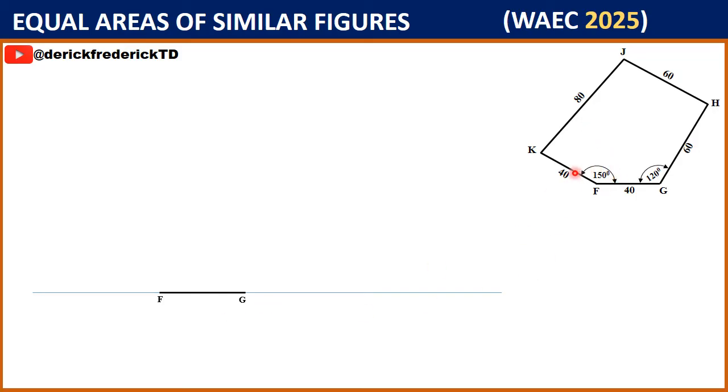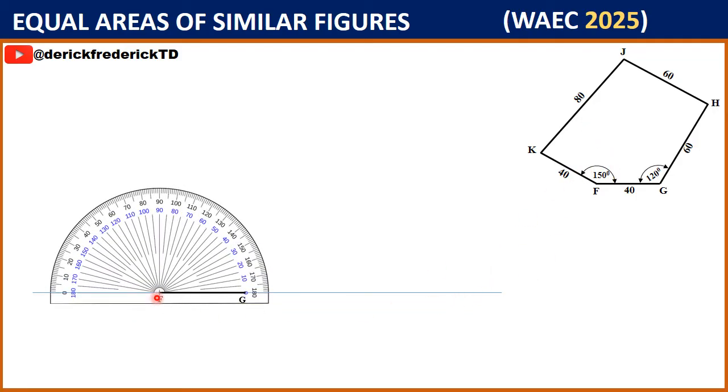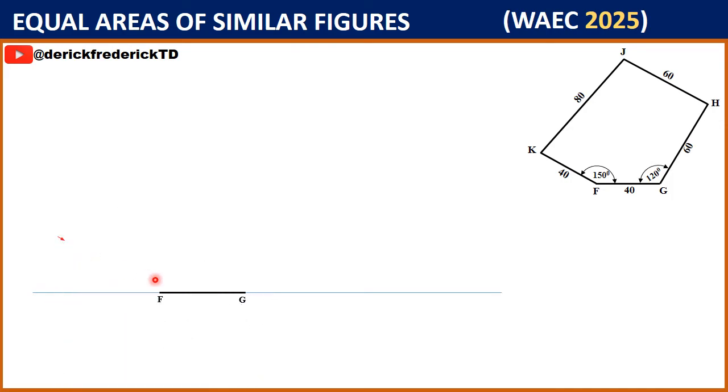Now this angle here is 150. Get your protractor and align with this point here. Make sure your protractor is properly aligned. Now we're going to measure an angle. The angle is 150, do not forget. So we measure 150. So this is 0, the blue one, and this is 150. So we're going to dot this point 150. Alright, then connect F through the point. Okay, just in this manner.